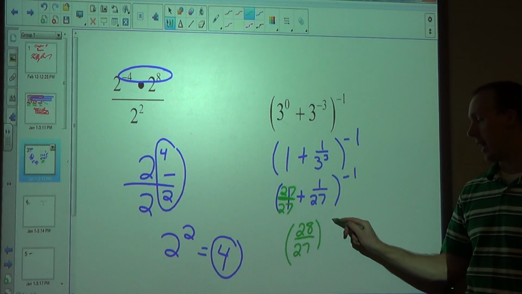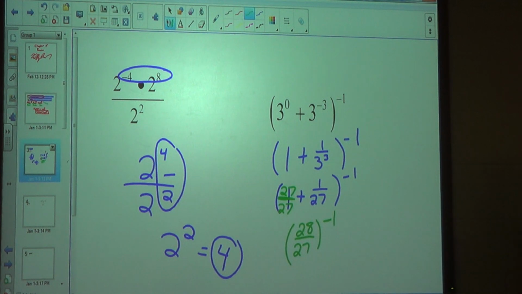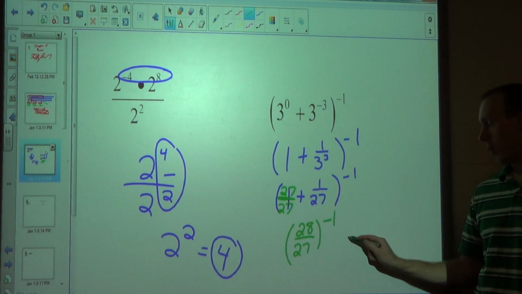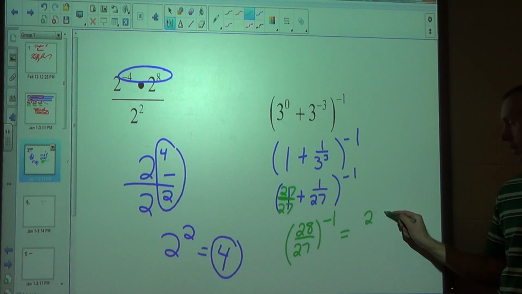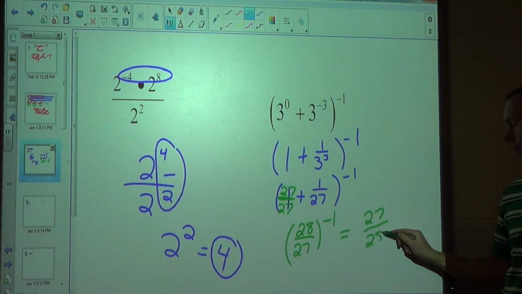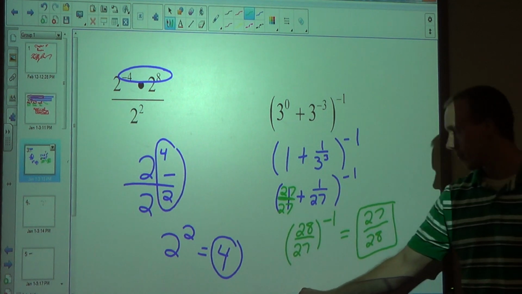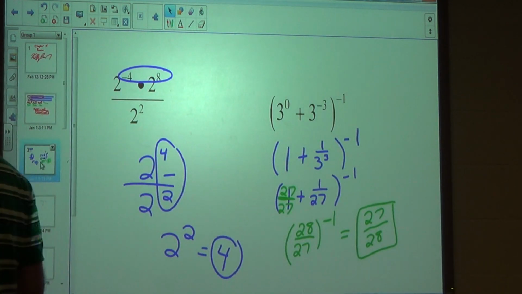Okay, it'd be this to the negative 1. Again, what does the negative exponent mean I'm going to do? Flip it. Okay, so now what's my answer going to be then? 27 over 28. Yep. And I'm done. Questions on that one? Alrighty.